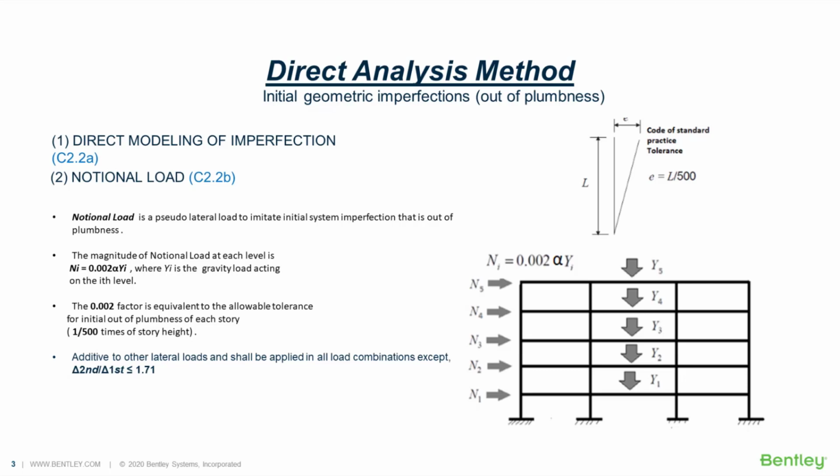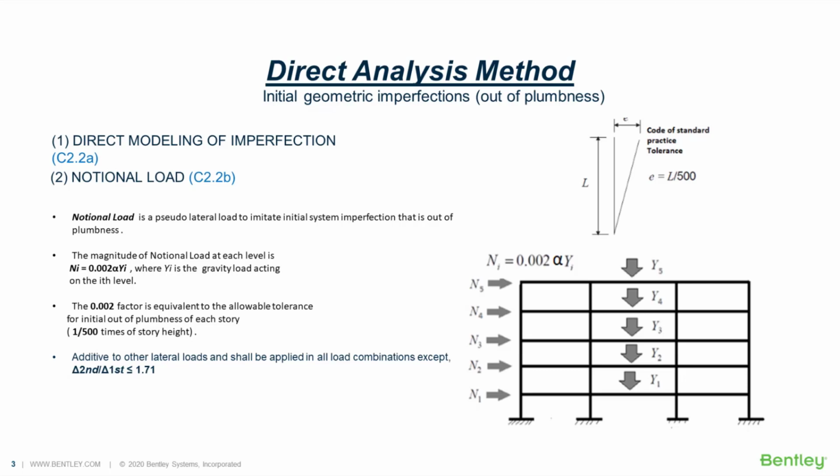So here you need to model the structure straight as usual and apply the notional load of 0.002 alpha times Y sub i, where alpha is the factor like phi or omega depending on the method you use, ASD or LRFD, and Y sub i is the gravity load acting at the ith level. Now 0.002 is equivalent to L over 500. That is the initial out of plumbness as standardized by the AISC code.